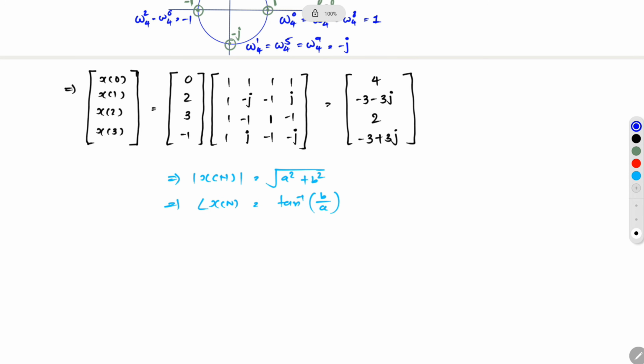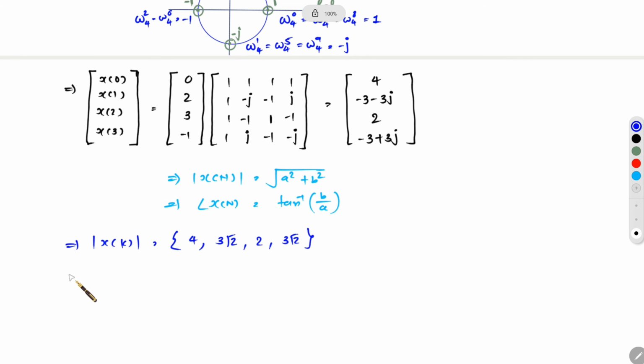Like over here, if you want to calculate magnitude, so magnitude of x of k. So that will be for first element over here, we have only real component 4. So I'll be writing 4. Then over here, second element, that is having magnitude, that is square root of minus 3 square plus minus 3 square. So that will be 3 root 2. Then over here we have real component only, that is 2. Over here magnitude will be square root of minus 3 square plus 3 square. That will be 3 root 2 again.